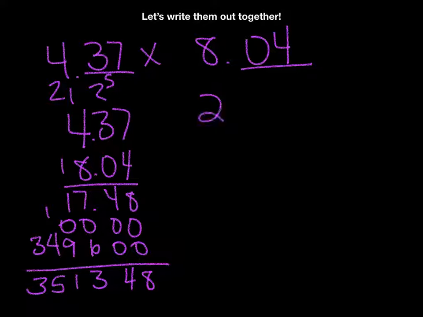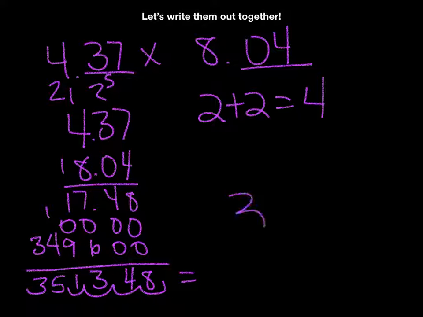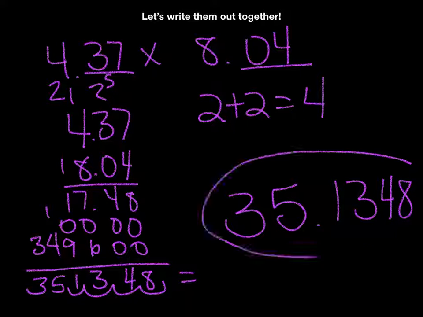Now I need to look at my numbers behind the decimals. 2 plus 2 is 4. So I start from my 8 and move 4 over. And I get 35.1348. That's my final answer for that. Let's do another one.